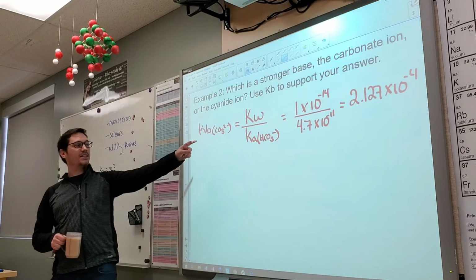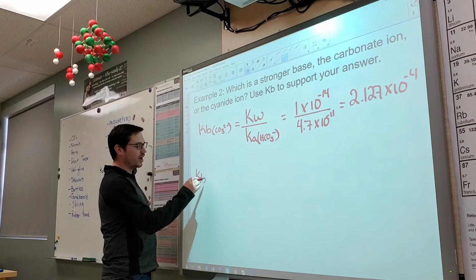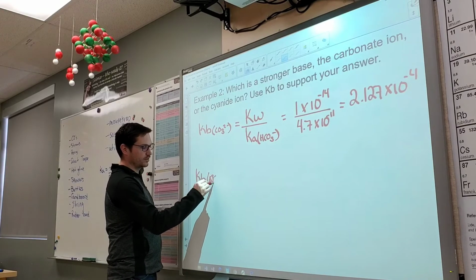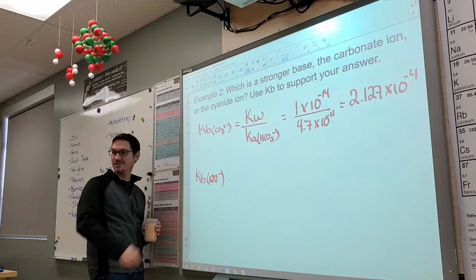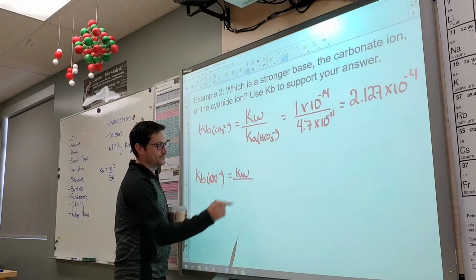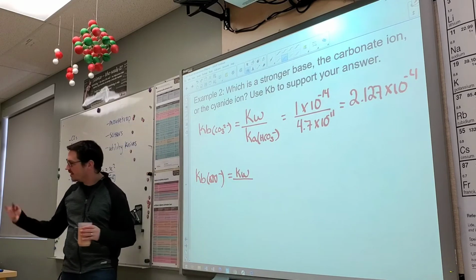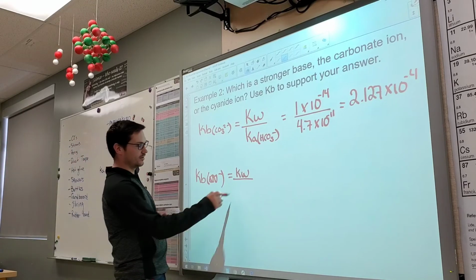Okay, that's the KB of this thing, right? Now, what's the KB of the other thing? Of cyanide. Hopefully you can see that's a CN minus. What's the conjugate acid of CN minus? HCN.